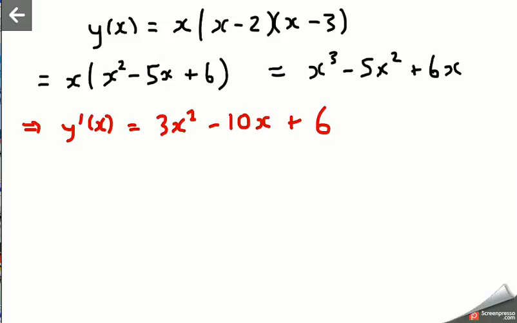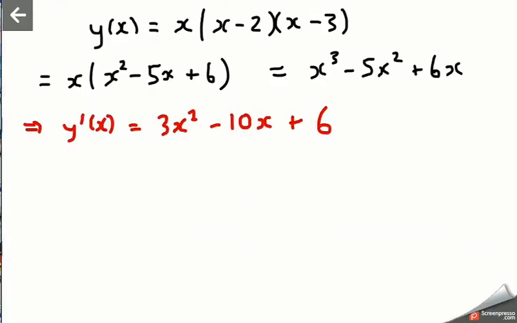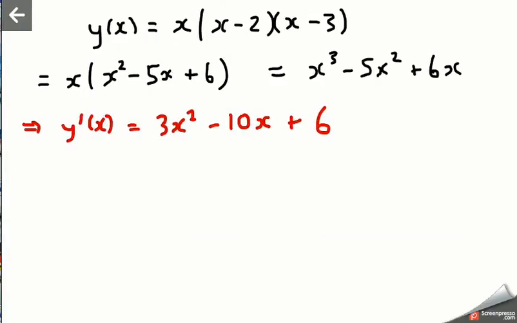And well, the points we're looking for are x1 and x2. For both of these, we have y prime of x1 equals y prime of x2 equals 0. And we can tell from the diagram, because we're going forever in this direction, getting steeper and steeper, and forever in this direction, getting steeper and steeper, we're not going to have any other points where the derivative is equal to 0. So to find x1 and x2, all we need to do is find the values of x for which this derivative is equal to 0.